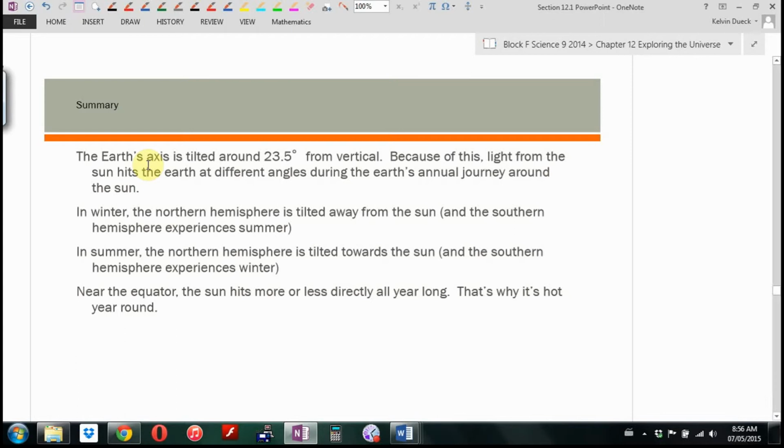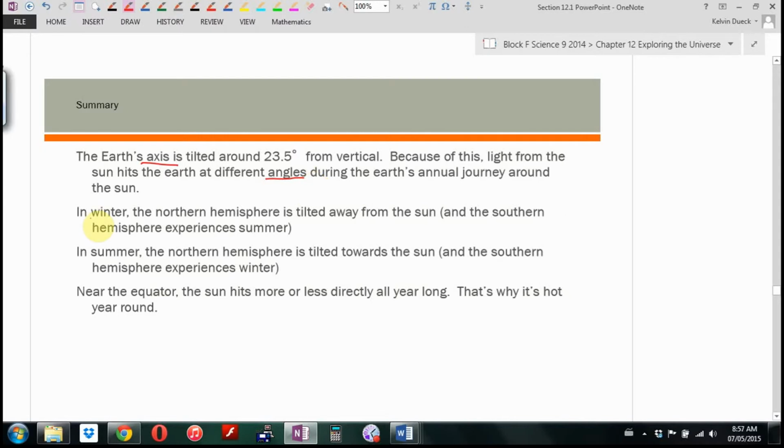The Earth's axis is tilted around 23.5 degrees from the vertical. Because of this, light from the sun hits the Earth at different angles during the Earth's annual journey around the sun.